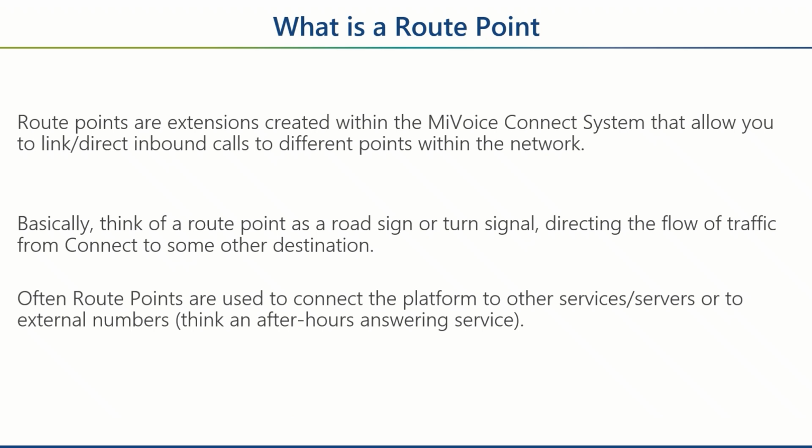The basic idea is that calls that come into MiVoice Connect would hit the route point, and then the route point is set up and configured to direct that traffic to a different location. That could be some kind of internal server, for example, an Enterprise Contact Center or a MiContact Center. Alternatively, you could also send it to a conferencing server or even the newer MiContact Center for Business or MCX platforms.